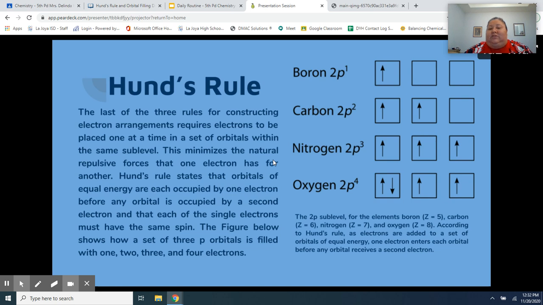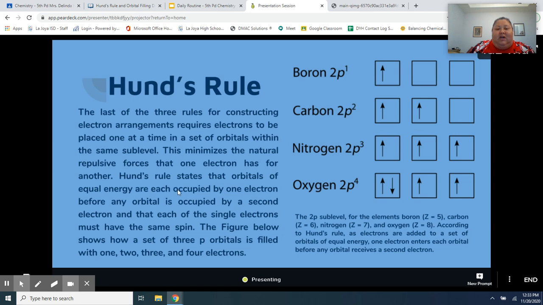Okay? And there's a rule for this. It's known as Hund's rule. Hund's rule states that orbitals of equal energy are each occupied by 1 electron before any orbital is occupied by a second electron. And that's what we've been doing.